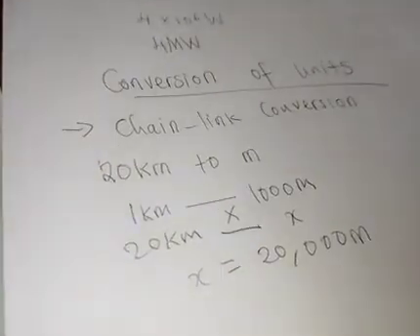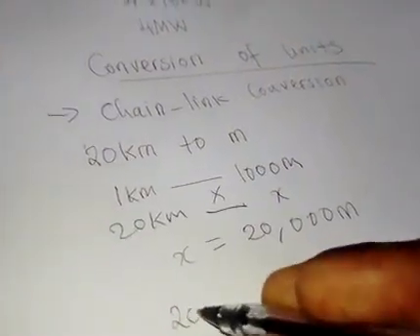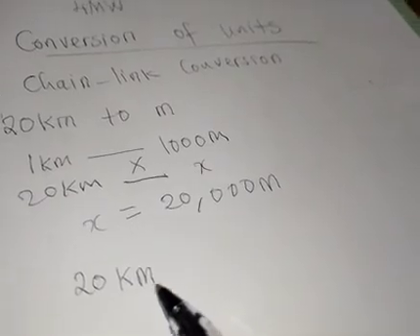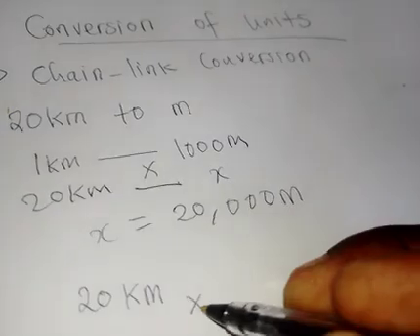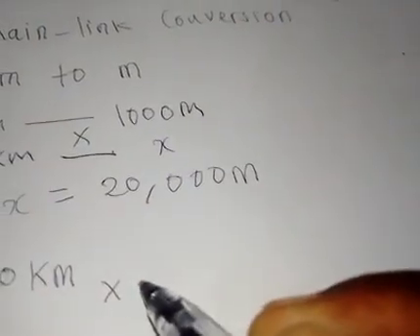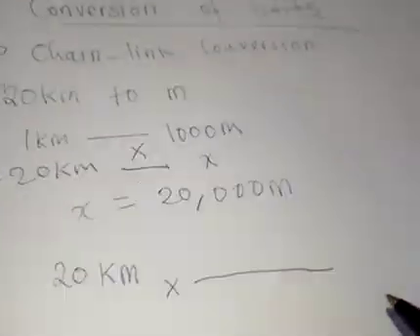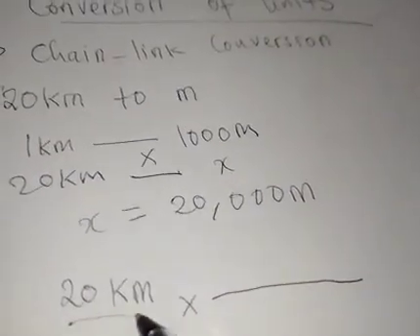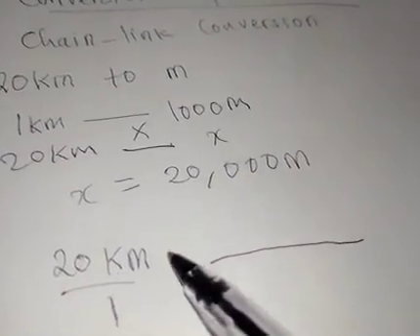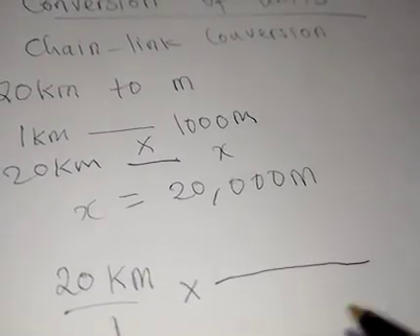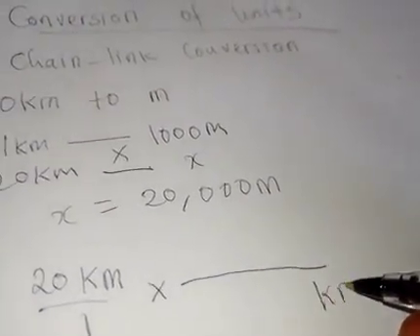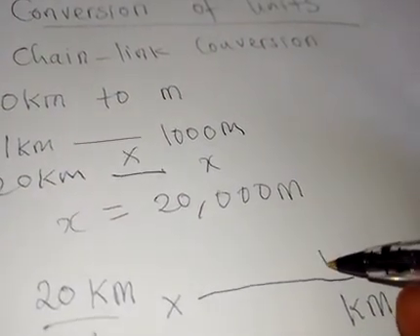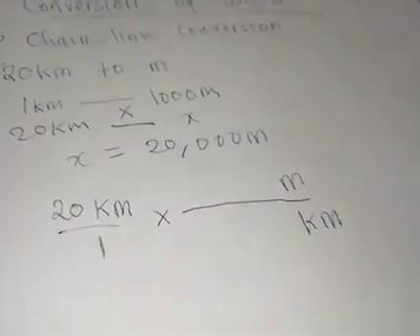Now let's apply the chain link conversion. So you get your 20 kilometer. So you check what are the given units. The given units we have kilometers. So you should multiply by, so the aim is to cancel these given units, the units which you have. So we have 20 kilometers. The aim is to cancel the kilometer. So meaning down there we should have kilometer such that that kilometer and that kilometer will cancel. Then what units do you want? You want meters. So you write the meter on top like that.